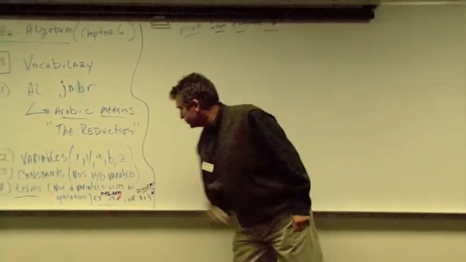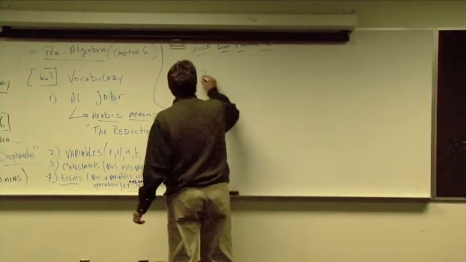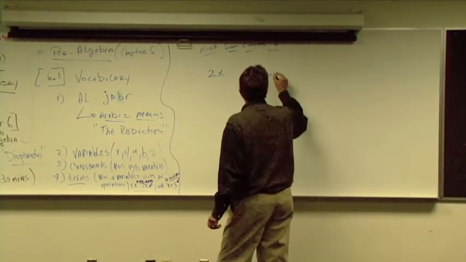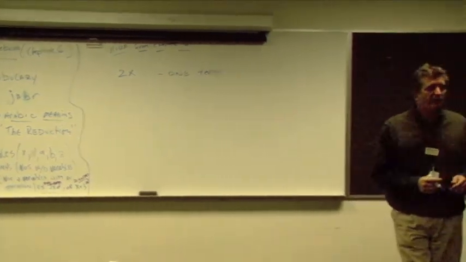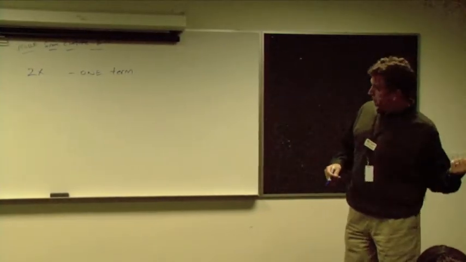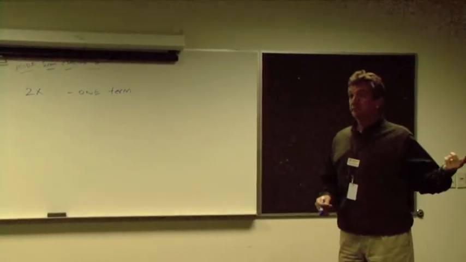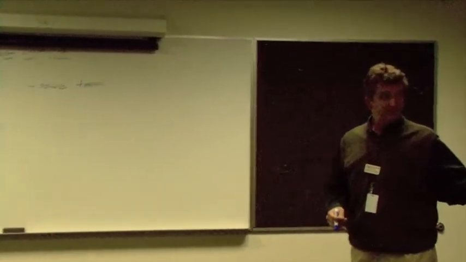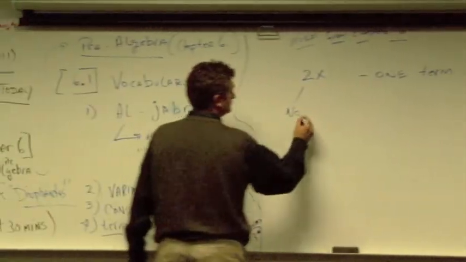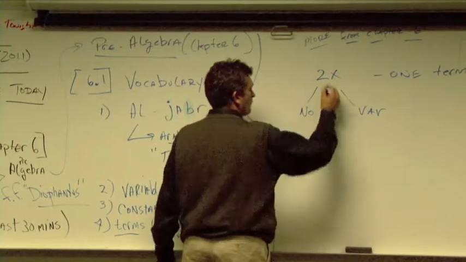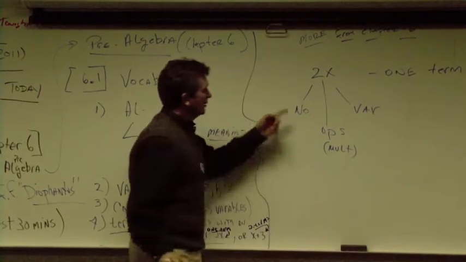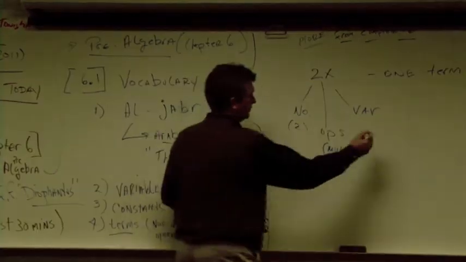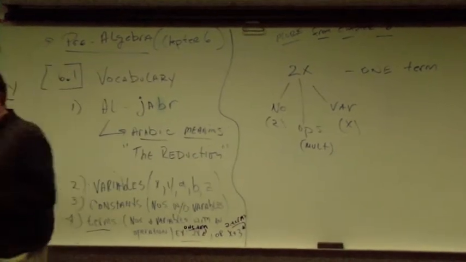Here's an example of a one-term expression, 2x. Let me write that up here. This has one term. What's my number? What's my variable? What's my operation? Everybody hear that? Brittany, say a little louder. Your number is 2, your operation is multiplication, and your variable is x. So the number is 2, the variable is x, and the operation is multiplication. Very easy, no sweat.